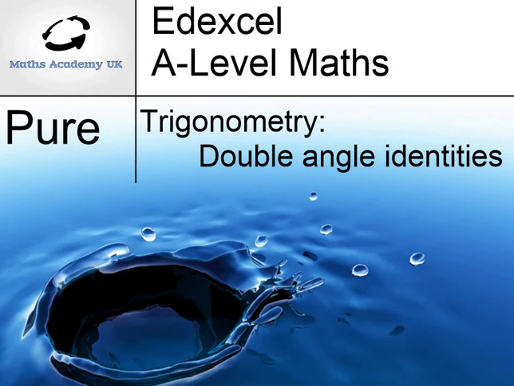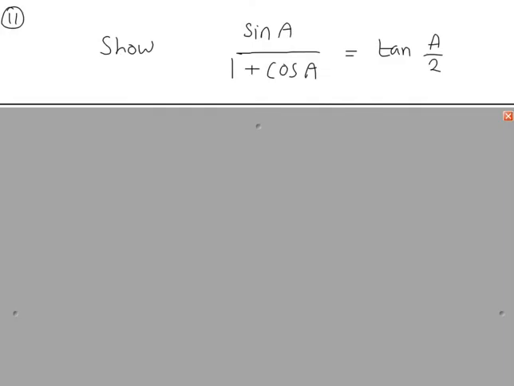Double angle identities, part 6, further examples. So example 11, we have to show that the left hand side is equal to the right hand side. We do have a double angle relationship. You've got half A and you've got angle A.